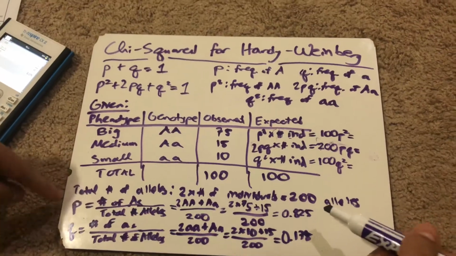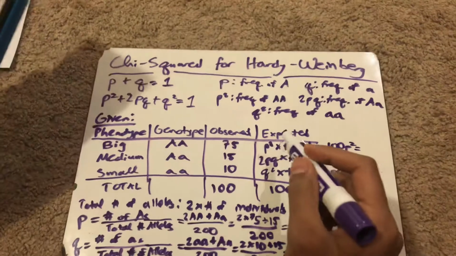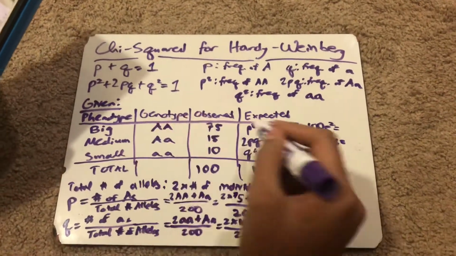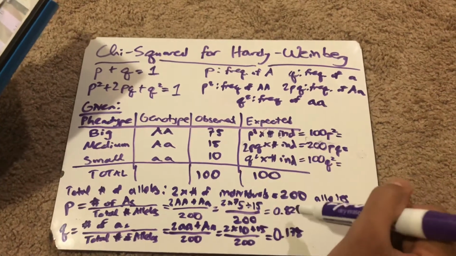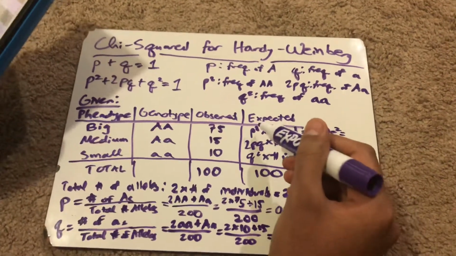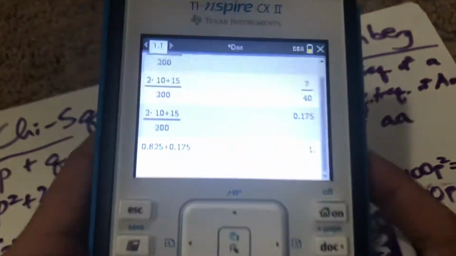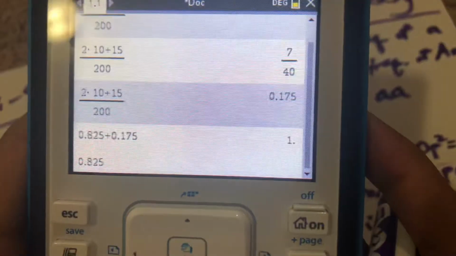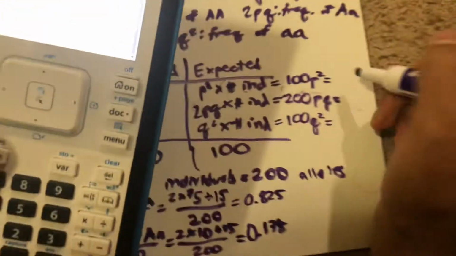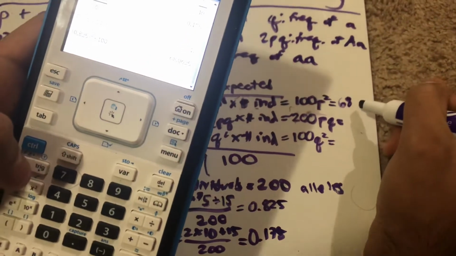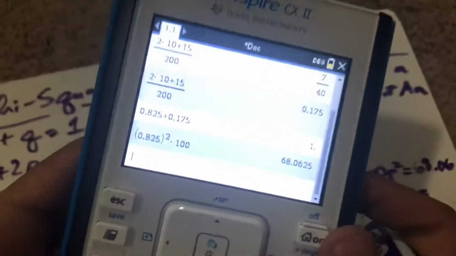Now that we have P and Q, we can figure out the expected numbers. Remember, the expected number of big A big A is P squared times the number of individuals, because it's the frequency times the total. So we do P squared, P was 0.825, we square that, and we multiply that by 100, since we have 100 people total, and we get 68.0625. I'm going to round to 68.06 just because I don't have space, but ideally just store these numbers in your calculator.